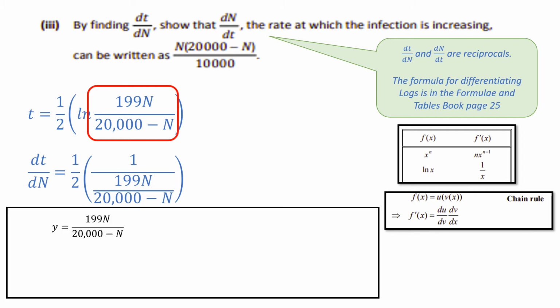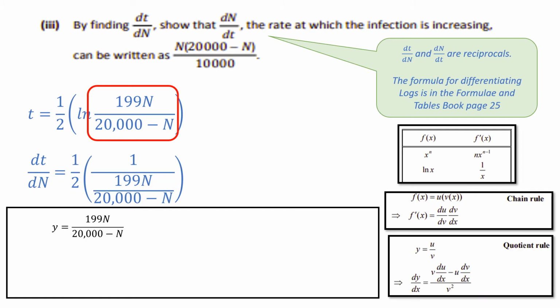So I'm going to take this little red piece, call it y, and differentiate it. Now why I've called it y is because this is not nice, easy differentiation, because this needs the quotient rule, because it's a fraction. So there are lots and lots of layers here. I will talk you through another method, but for now, let's look at this. So I have u, which is the top line, and v, which is the bottom line, so my numerator and my denominator. I differentiate both with respect to n. So du/dn is 199, dv/dn is minus 1.